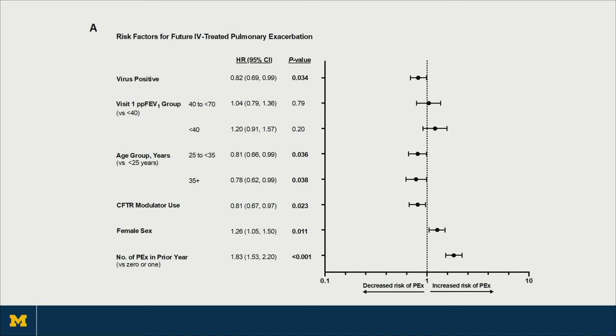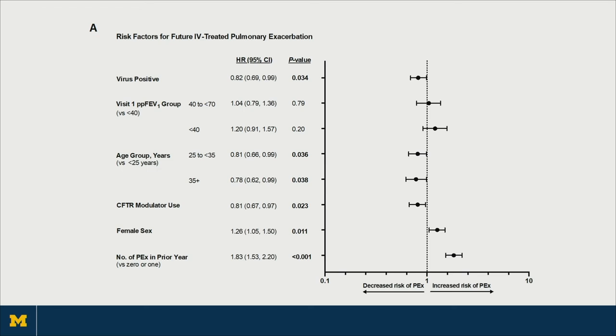Now, I'll just go over these other demographic factors here, including FEV1 group, which is a surrogate of disease stage, age as well, use of CFTR modulator, female sex, and number of pulmonary exacerbations in the prior year. These have all been clearly established in the literature as relevant and significant for future pulmonary exacerbations, as well as part of the initial STOP study. So as you can see here in this multivariate model, viral positivity was significantly associated with a decreased risk of pulmonary exacerbation and with time until next exacerbation.